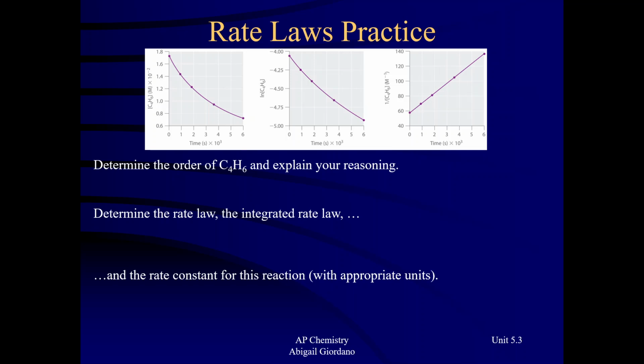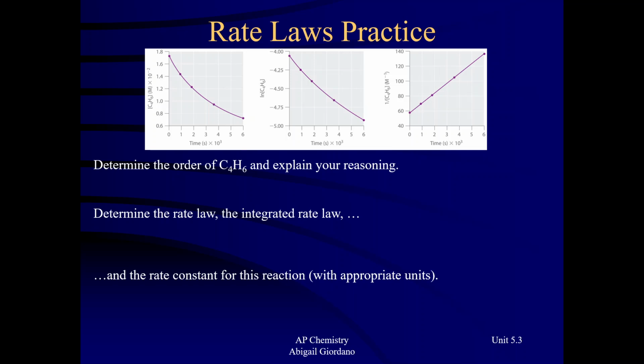Our first order of business, no pun intended, is to determine the order and explain our reasoning. If you look at these graphs, all of them have time on the x-axis, but as you look from left to right, the first graph on the left, we've got plain old molarity, and I can see that graph is not linear. That tells me this data is not zero order. So we move to the middle graph. Natural log of molarity on the y, also not linear. That tells me this is not first order data.